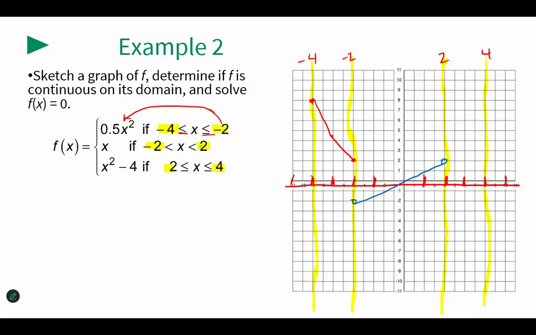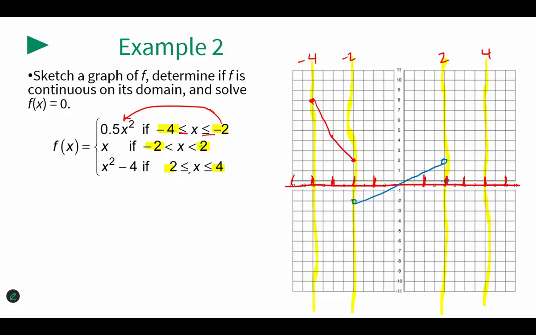All right, on the last one, I have a lower bound at 2 and upper bound at 4. So I'm going to substitute 2 in. 2 squared gives me 4. 4 minus 4 is 0. So at 2, at 0, I'm going to be a closed circle. Why am I closed? It's equal to, I'm defined there, right?